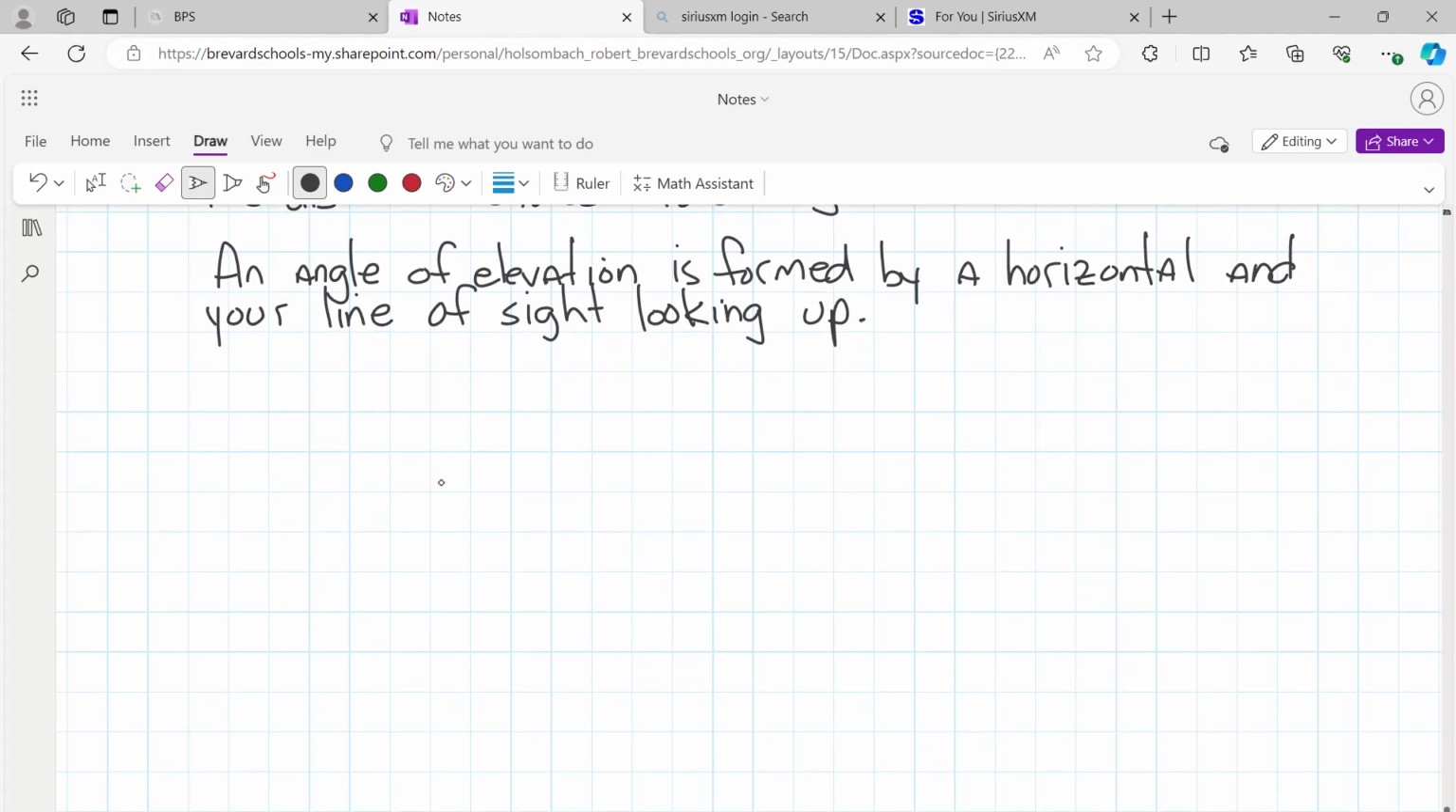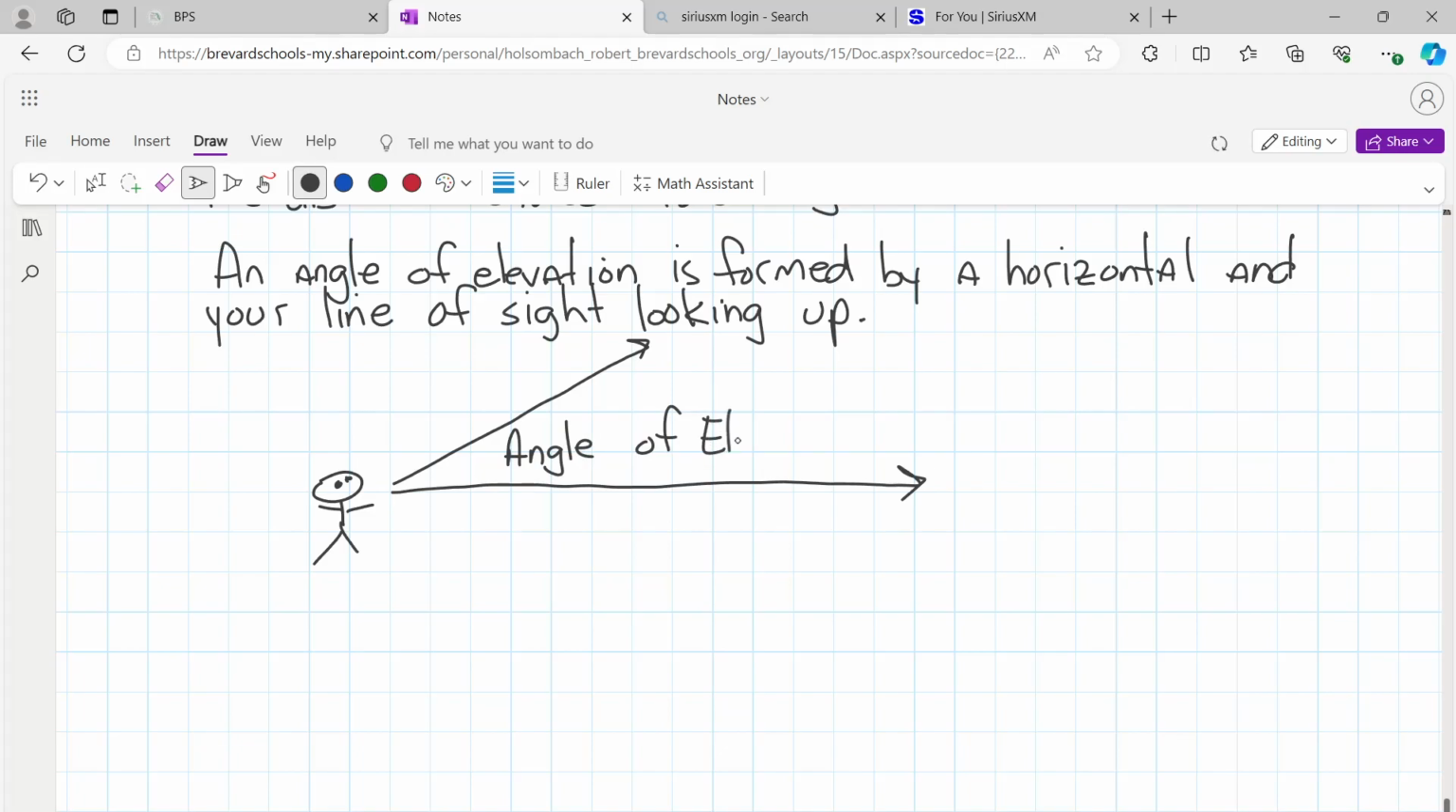So a diagram of that would be a horizontal line or ray. And if you happen to have a person here, line of sight, if this person is looking up at something, then this angle in here is an angle of elevation. The angle right in here, that angle is called an angle of elevation. It's formed by a horizontal and your line of sight looking up.